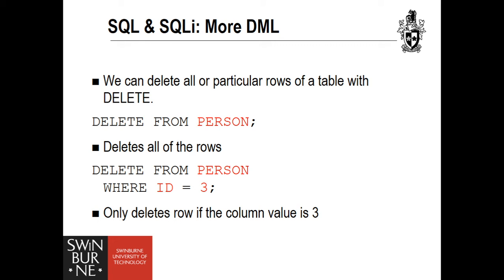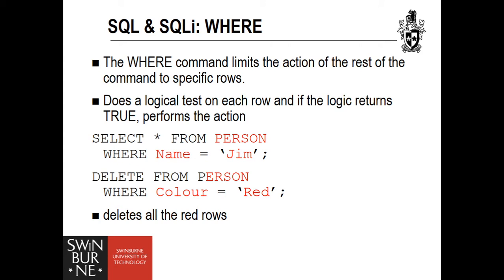We also can delete the data inside the table by using the DML, which is we use delete. The purpose of delete is to delete the content based on the condition. For example, delete from person where ID is equal to 3. So that means this command will ask the database to delete the row that has column value 3.